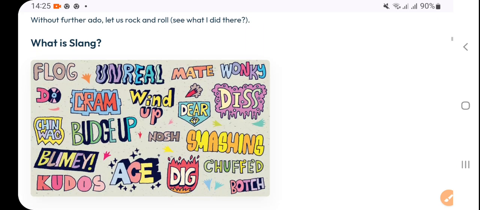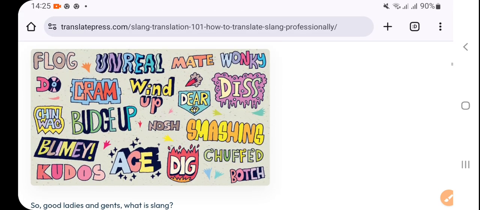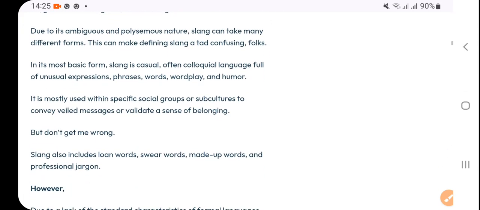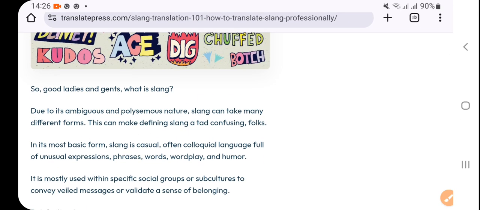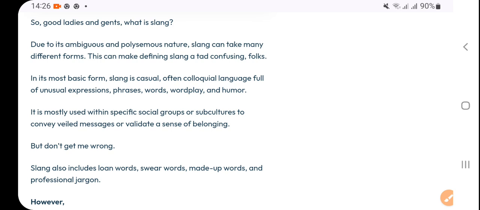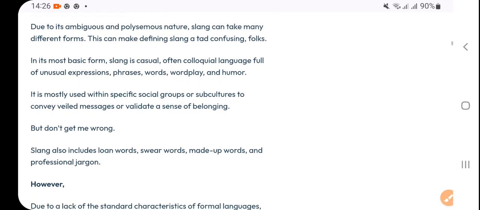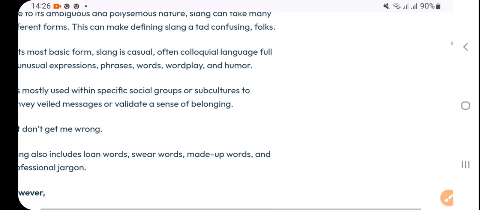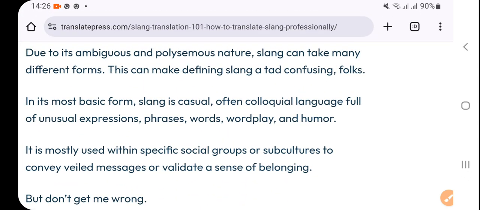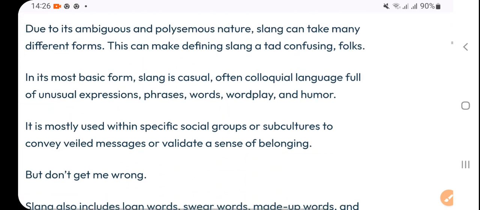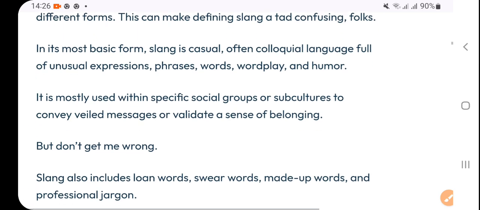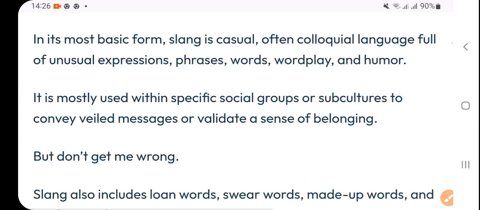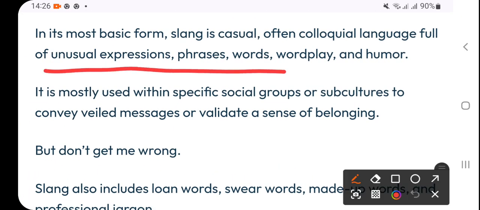So here, first of all, the question is, what is slang, right? These are examples of slang. Ladies and gentlemen, what is slang? Due to its ambiguous and polysemous nature, slang can take many different forms. This can make defining slang confusing for folks. In its most basic form, slang is casual, often colloquial language full of unusual expressions, phrases, words. These are the slangs, right?